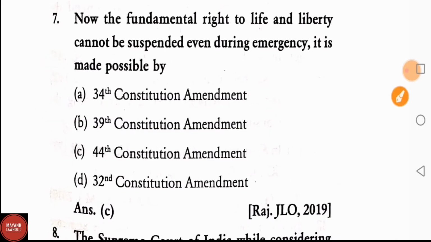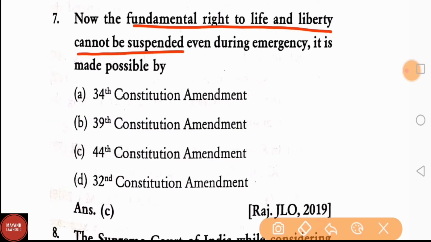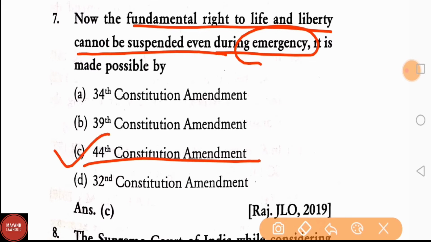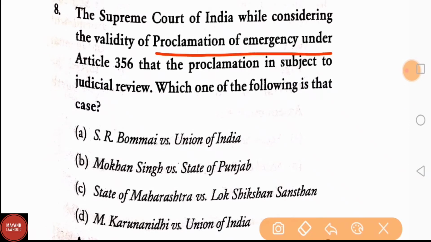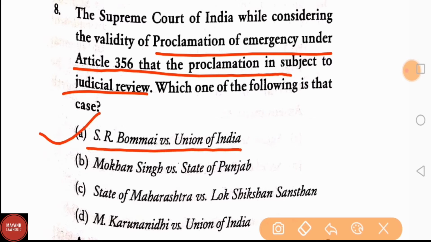Question number 7. The fundamental right to life and liberty cannot be suspended even during emergency. It is made possible by the 44th Constitutional Amendment Act. Question number 8. The Supreme Court of India, while considering the validity of proclamation of emergency under Article 356, held that the proclamation is subject to judicial review. In which one of the following cases was it held? It was held in the case of S.R. Bommai vs. Union of India.